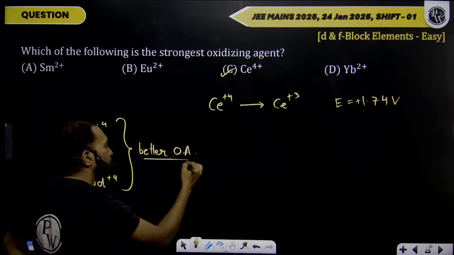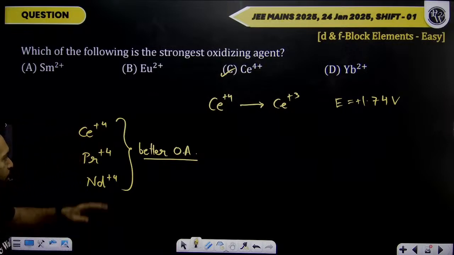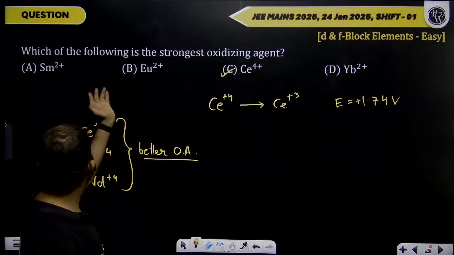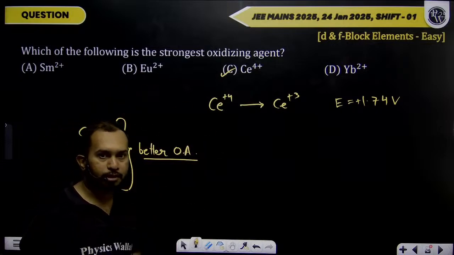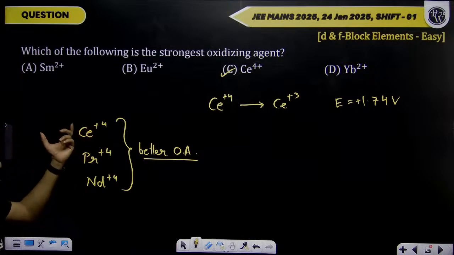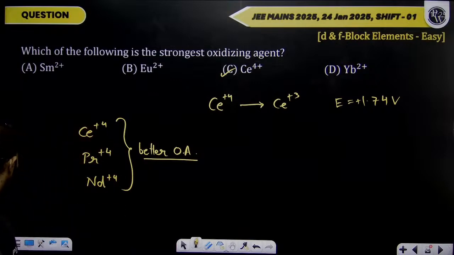So just remember this thing. These are better oxidizing agents. Plus 4 will convert into plus 3, and if they were in plus 2, then plus 2 will convert into plus 3. So plus 2 ones will act as reducing agents, and plus 4 ones will act as oxidizing agents. This was an easy question, straightforward from NCERT. That's what we study in the f block.